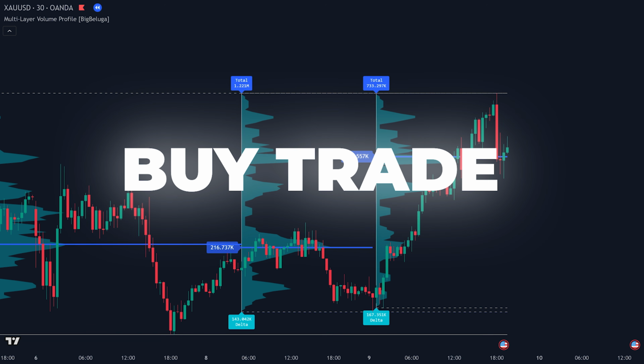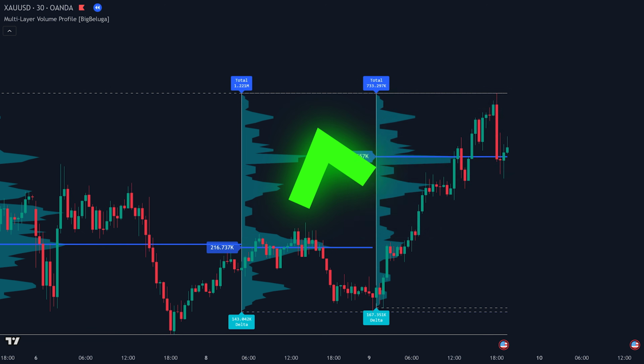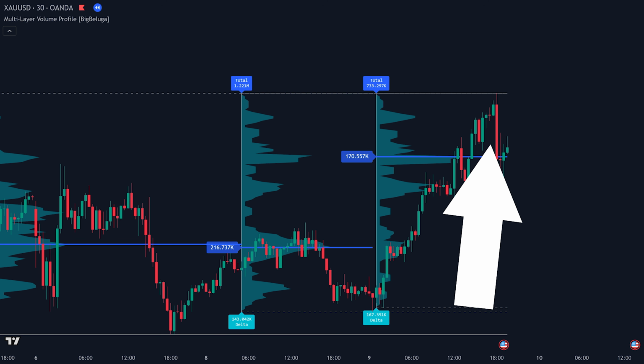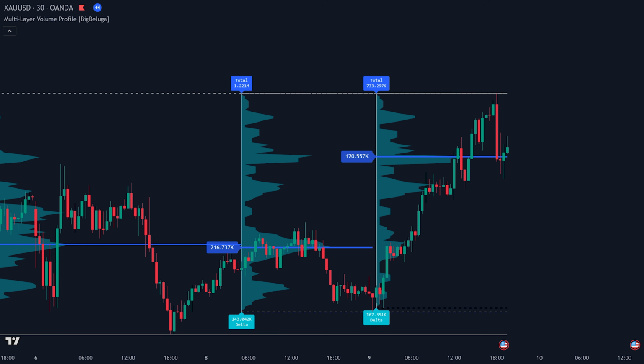Buy trade setup. This chart shows a clear bullish trend, and the multi-layer volume profile makes that strength easy to spot. Look at the delta label at the bottom of the latest profile. It's bright cyan, telling us buyers are in control. At the same moment, the thick blue point of control line sits just below price, marking a likely support zone.